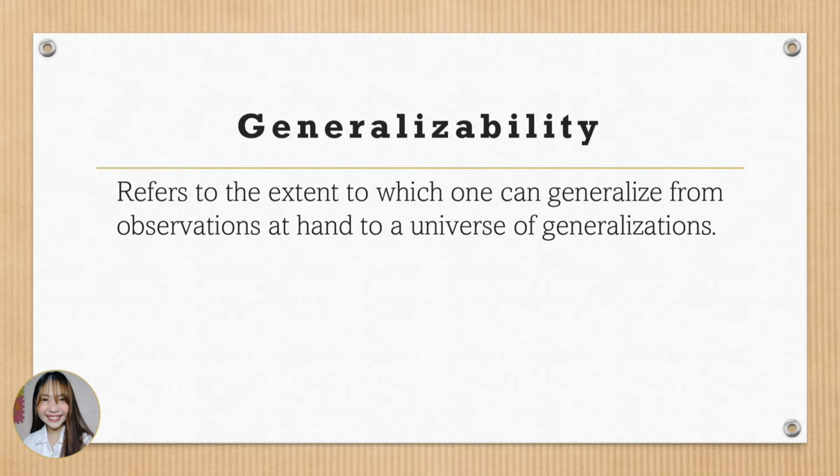Similarly, one would want to generalize from a sample of observers to a universe of observers, from a sample of times of measurement to the universe of times of measurement, from a sample of times to the universe of items and so on. To generalize to other universes, generalizability theory procedures must be employed.